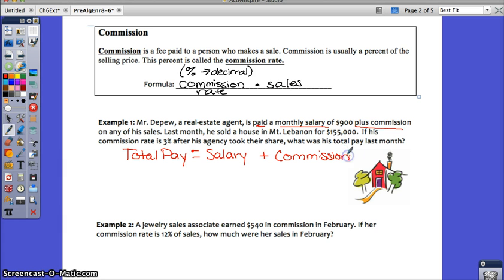Well, we know what his monthly salary is, okay? And I want you to write this down because it helps a lot of times to write a word equation before you fill in the numbers. We want to find the total pay. We know what his monthly salary is. That's $900, so we can put that $900 in for salary. Right here, we need to find the commission, and the way we're going to find it is by doing commission rate times sales. So his commission rate is 3%.